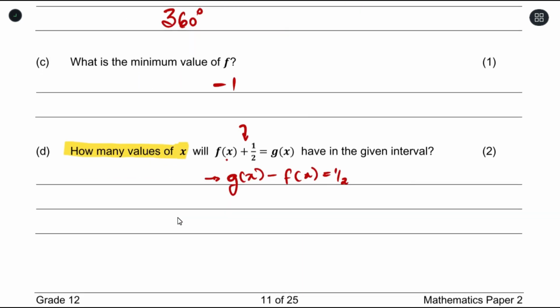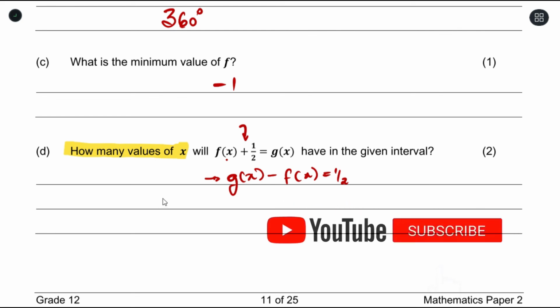So the answer we just need to give for this is just how many values of x with f(x) plus half equals to g(x) have in this given interval. We'll say that we just have 3 of them. That's it.